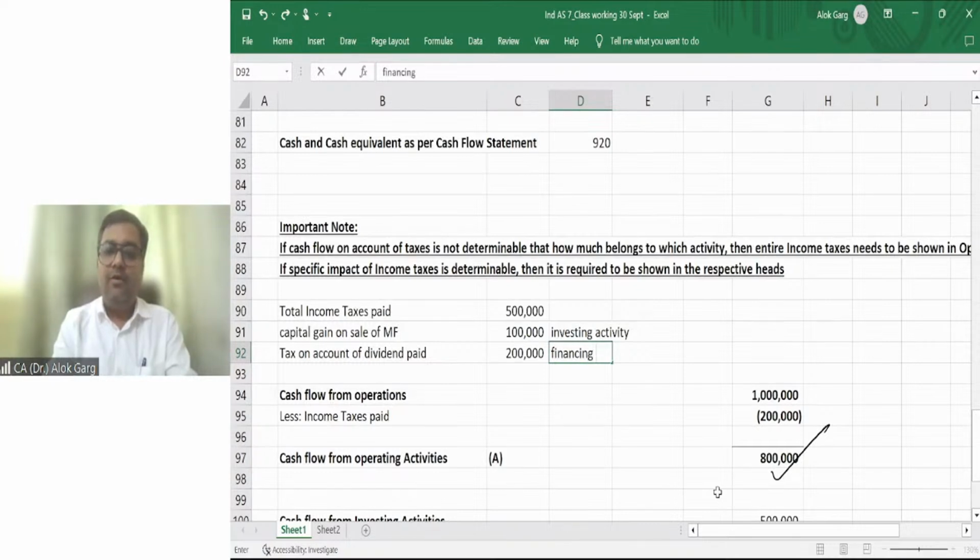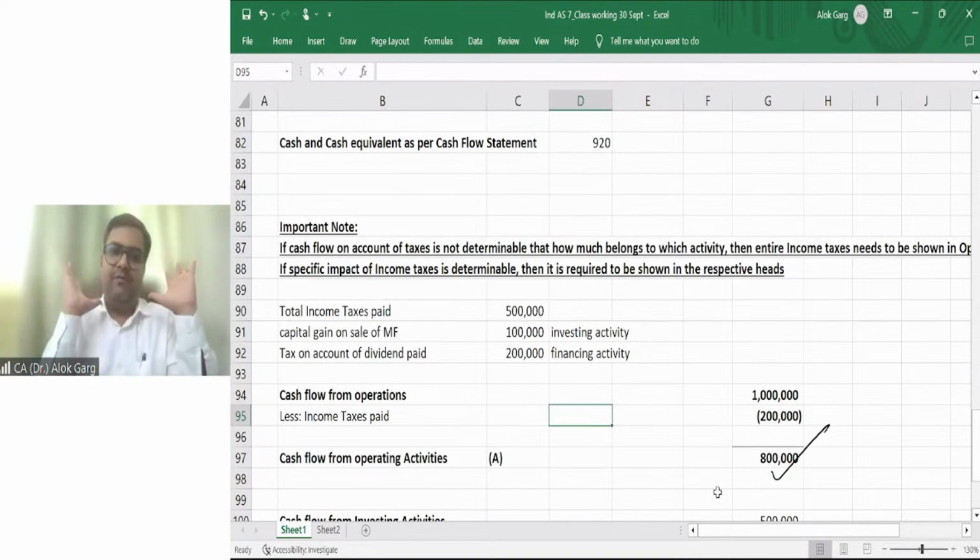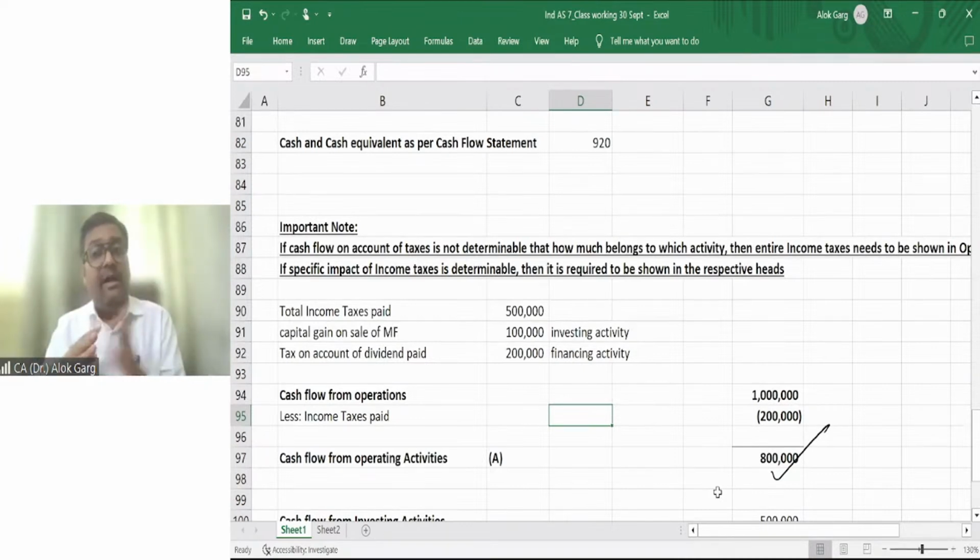So we know that on these specific items, these are the taxes. So the remaining 2 lakh is operating activity, because we are not aware that the remaining 2 lakh belongs to whom. So if it is not allocable or determinable, take it to the operating activity straightforward. But if it is determinable and you know that this portion belongs to investing, this portion belongs to financing, show it with the respective activity. Okay.